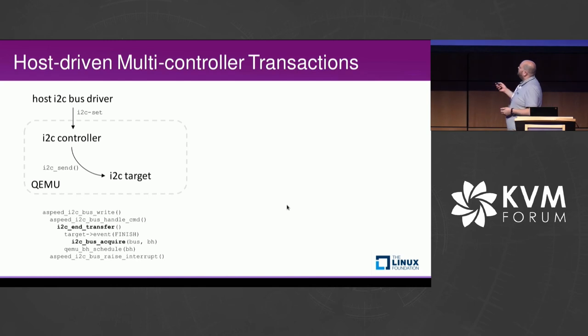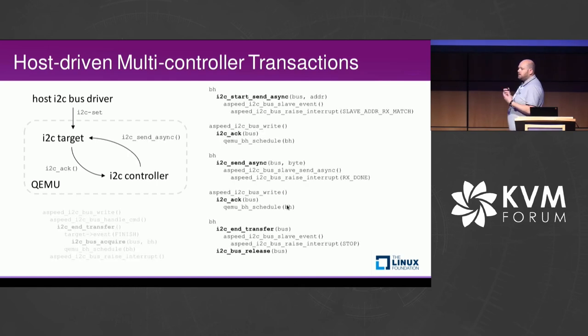When we're done sending the message, the MCTP packet, to the target, we end the transfer, and then the target over here is going to acquire the bus. It will process the command and make a response ready. It will indicate to the ASPEED controller that it wants to start an asynchronous transfer. And the host driver will acknowledge that slave mode is enabled, we're ready, you can start sending data. And then we do a dance where we continue doing the async send with a byte. When it's acknowledged by the host driver, we do the ACK, and this continues until the full message has been sent. Finally, the bottom half will end the transfer and release the bus.